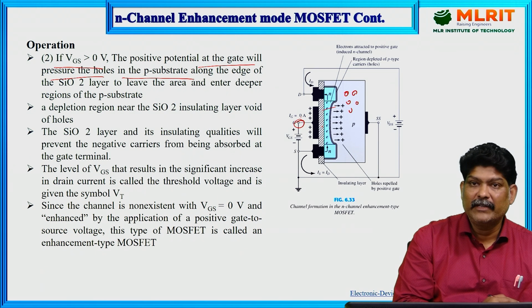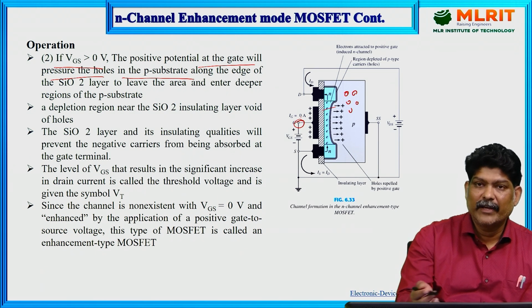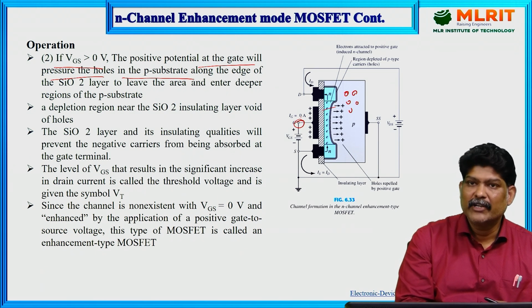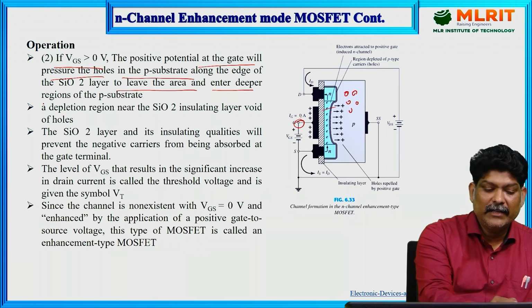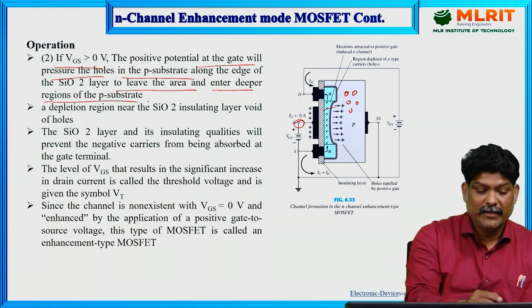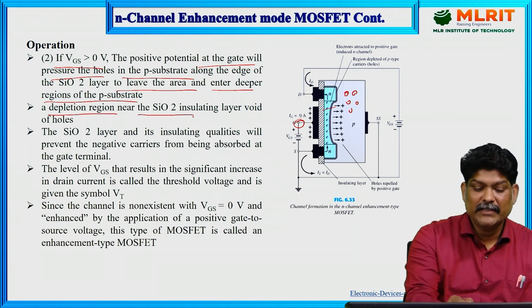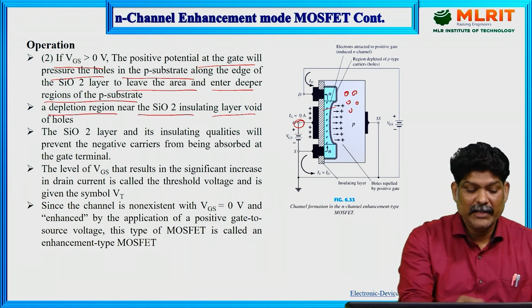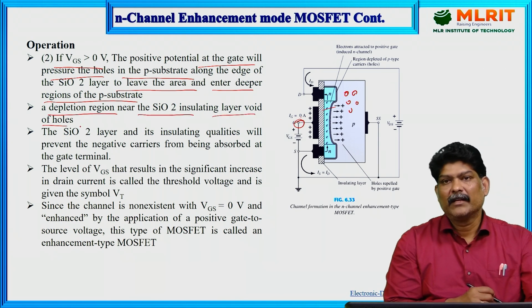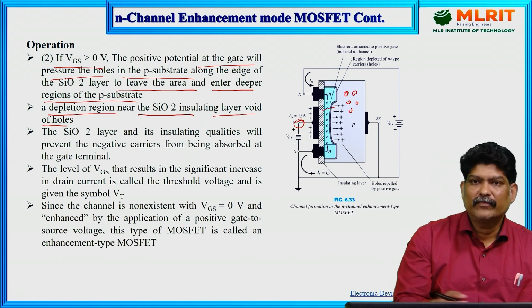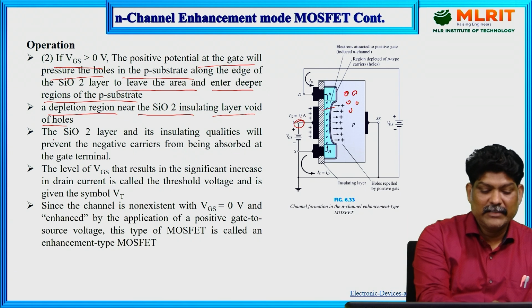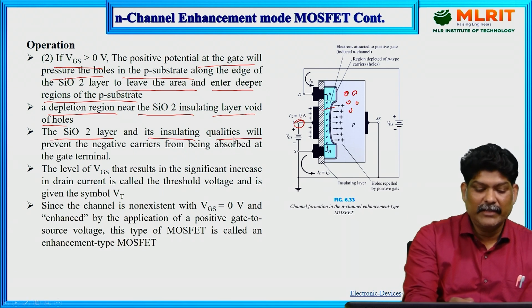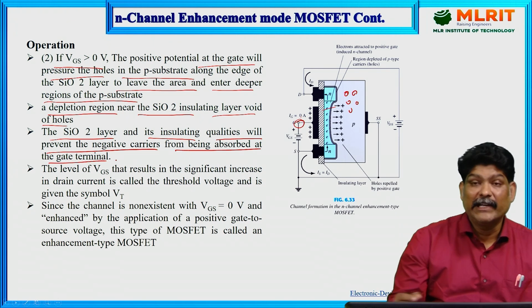So in between gate and p substrate, we have a SiO2 layer which acts as an insulator. So to leave the area and enter deeper regions into the p substrate, a depletion region near the SiO2 insulating layer is formed. So there is removal of holes here near the SiO2 layer. The SiO2 layer and its insulating qualities will prevent the negative carriers from being absorbed at the gate terminal.